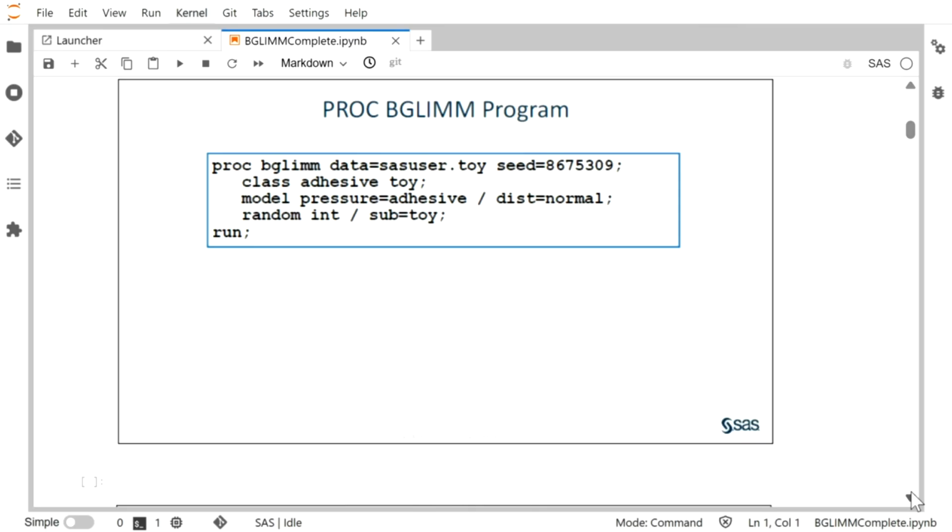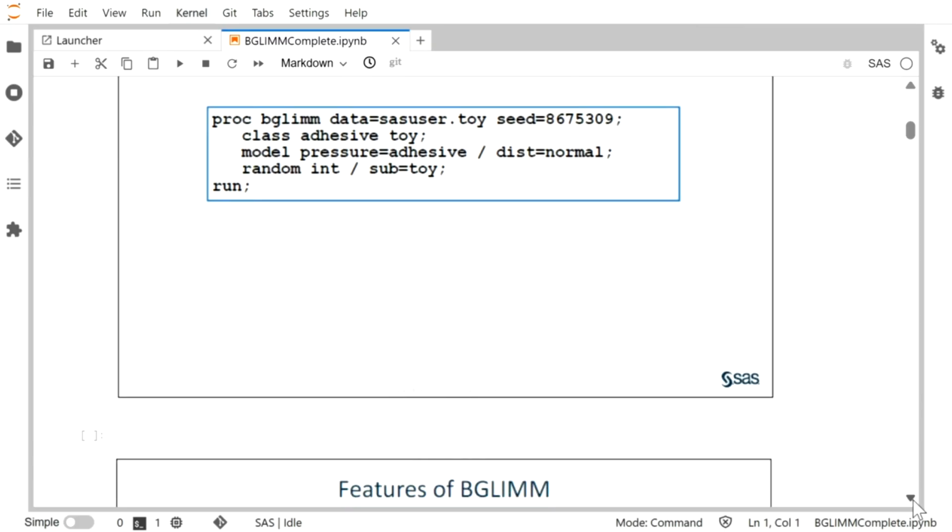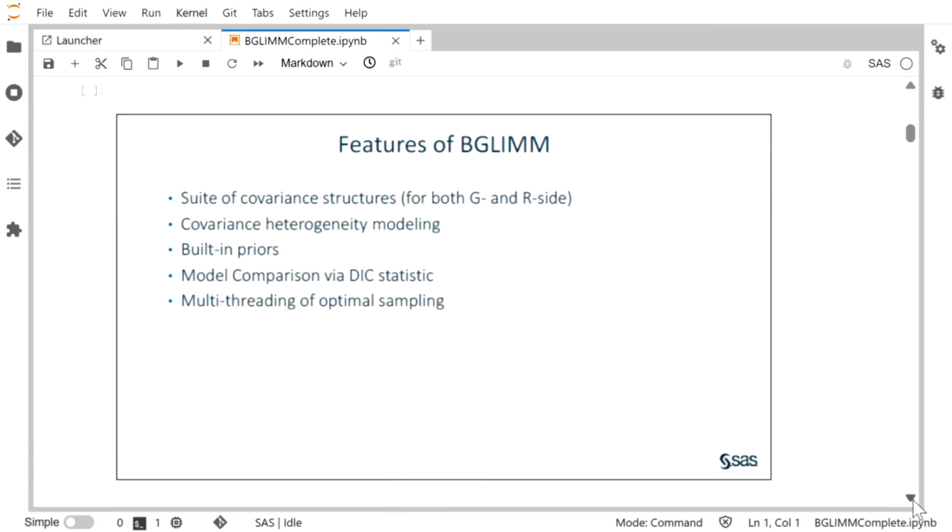Now, since this is probably a newer procedure to most people, let me give you some details, if I may, before we actually start looking at some examples in actual code. There is a whole suite of covariance structures. If you need a covariance structure like AR1, Toeplitz, compound symmetry, of course, our lovely friend unstructured, both for the G side and R side elements, we do have a suite of those available.